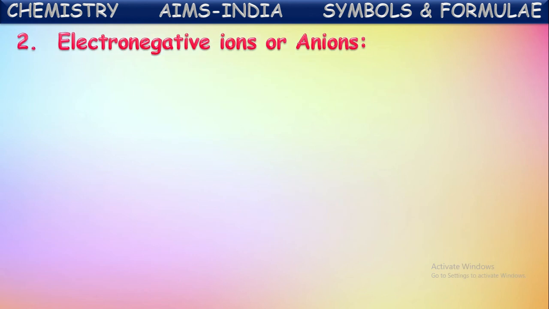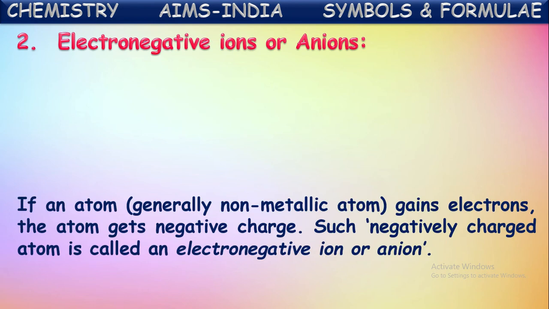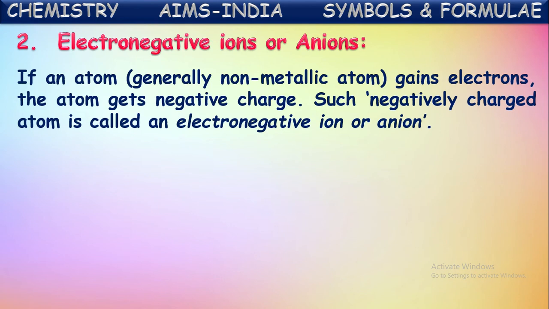Next, another kind of ions. They are electronegative ions, which are also called anions. If an atom gains electrons, then the atom gets negative charge because by gaining of electrons, the number of negative charges increases over the positive charges, and thus that atom acquires negative charge. Such a negatively charged atom is called an electronegative atom, an electronegative ion or anion.